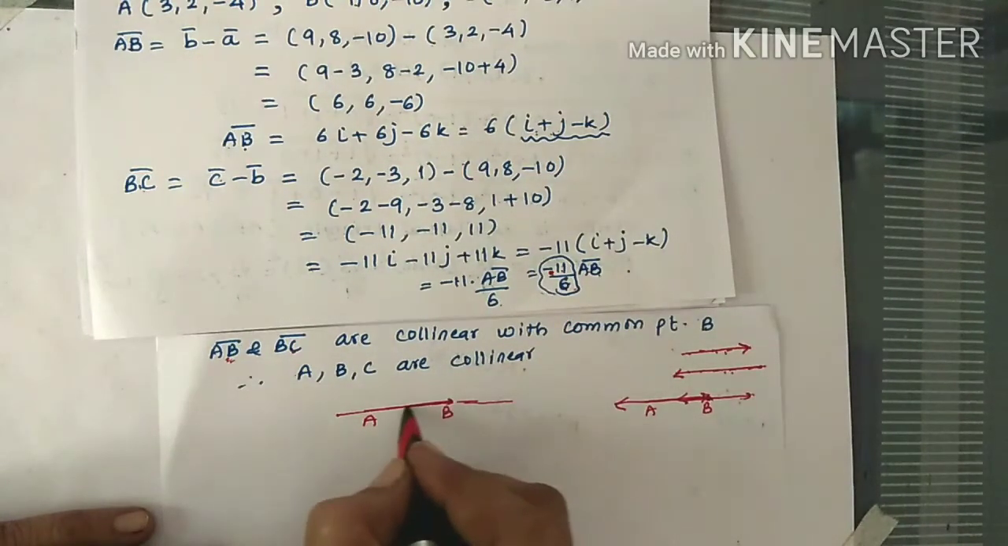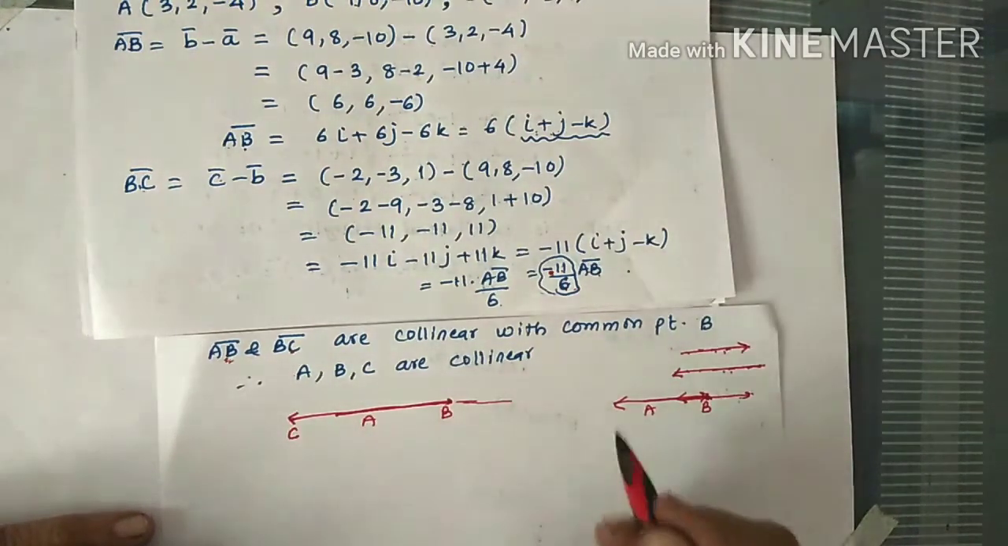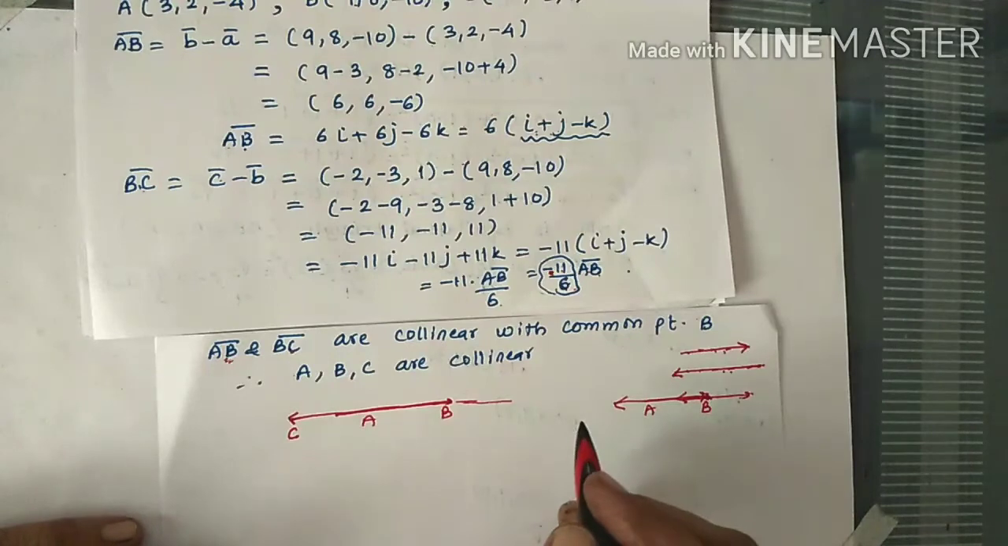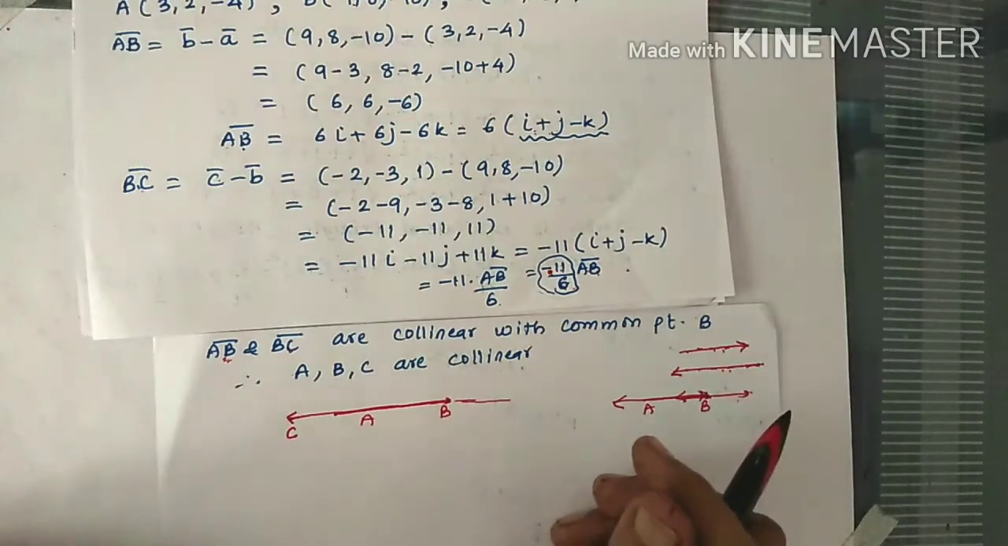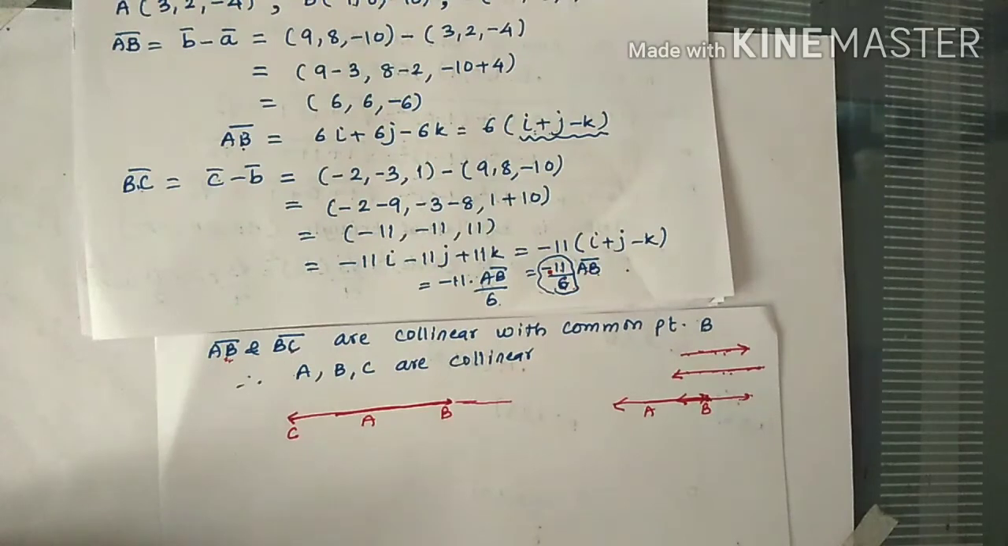but if I take BC bar like this, BC bar will be like this. That means A lies in between B and C here. Sometimes they may ask which point lies in between the other two. For that reason, I have drawn AB bar and BC bar here. Okay.